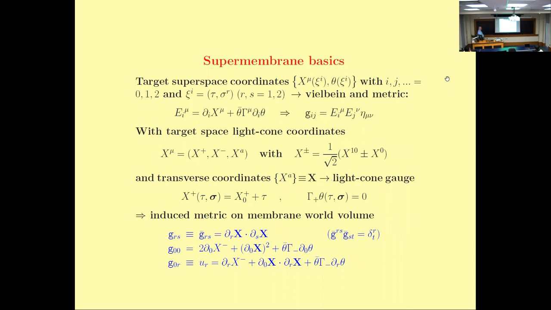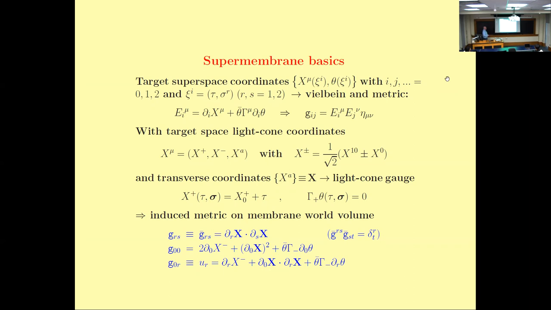So let me just go through some basics of the light cone gauge description of the membrane theory. As I said, you have target space coordinates X^mu, where mu runs from 0 to 10. The sigma^i are the membrane coordinates, world volume coordinates, and mu corresponds to target space coordinates. Then there are also fermionic components. I will just carry them along without getting too much into the fermionic details, which are a bit complicated. I will mostly mention them on the side.